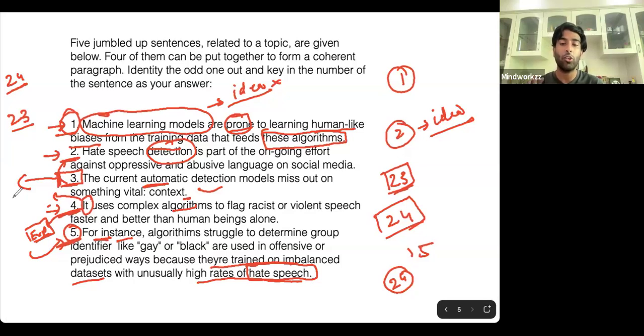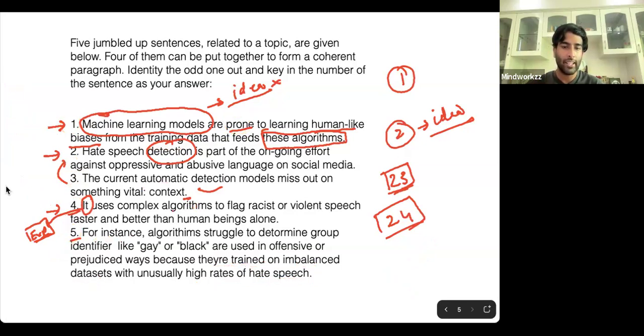Because see, I'm not talking about context. If you see sentence number 5, all right, let me erase some of this. If you see sentence number 5, it could have talked about context. And if sentence number 5 was talking about context, then sentence number 3 would have been a part of the answer. But the problem is, sentence number 5 is actually talking about the fact that algorithms struggle.